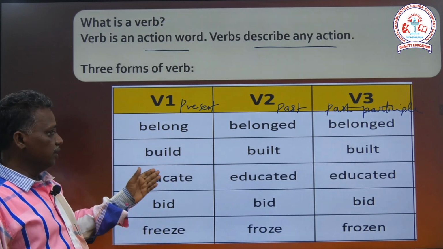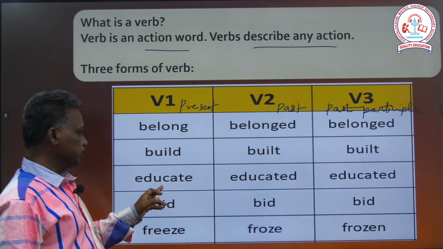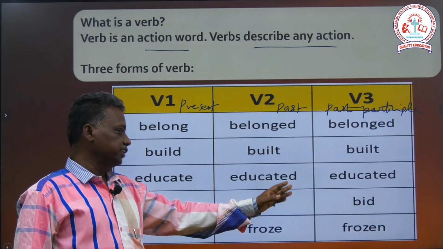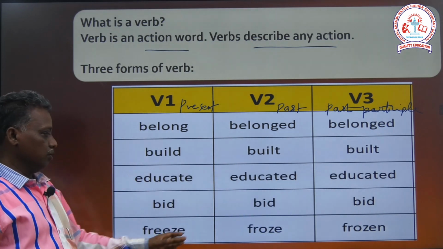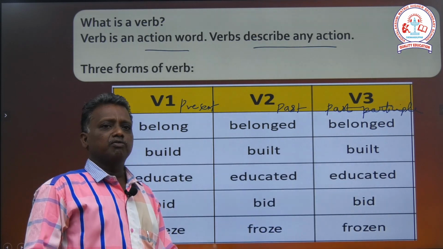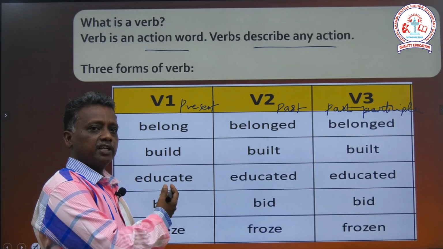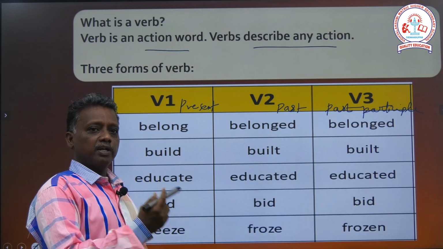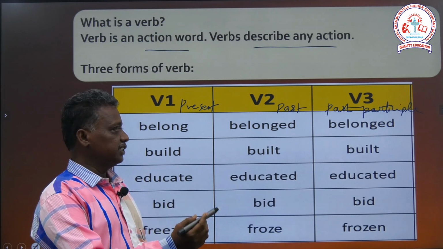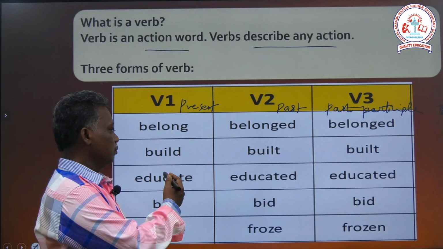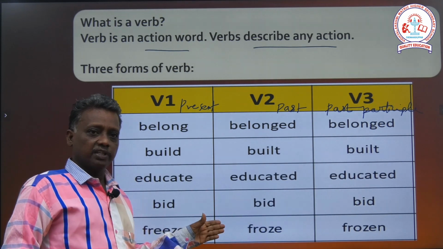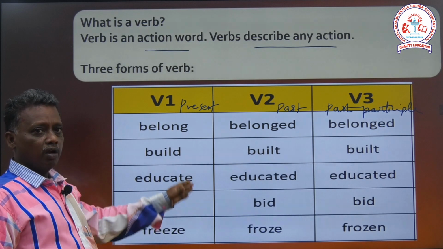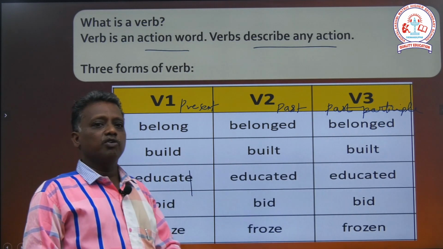Like that: build, built, built. Educate, educated, educated. Bid, bid, bid. Freeze, froze, frozen. Like that, for all the verbs, we can write the three forms. Or there are two other forms, that is -ing. We can add -ing: belonging, building. That we'll learn later. But at present, for learning the simple present tense, all the verb one forms denote the present tense.